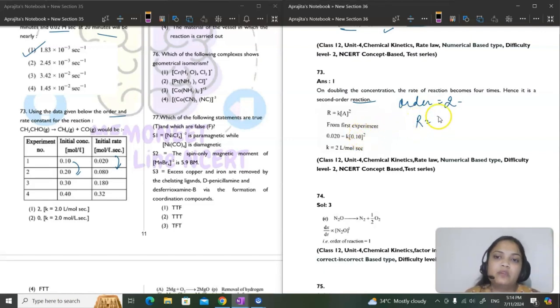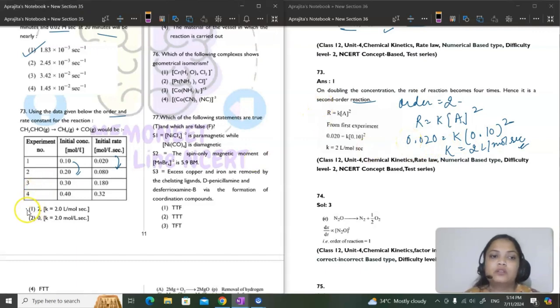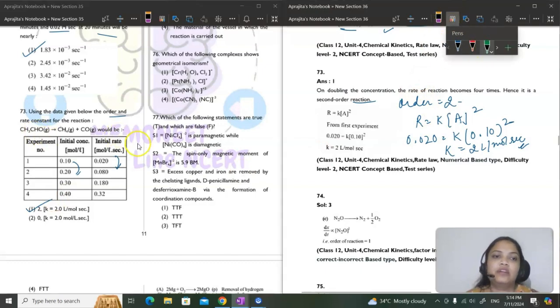Now we need to find out the rate constant also. So R will be K into A square. You can put any values, 0.020 equals K into 0.10. We can take the first value. So from here, the value of K will come out to be 2 liter per mole per second. So yes, the answer is option 1, because from the rate only we get to know that it's a double, that is your second order reaction.